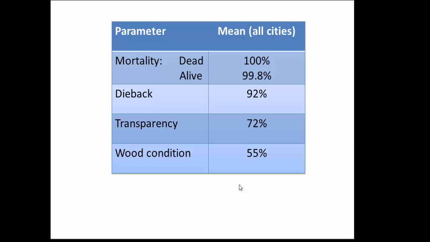And then for dieback, the consistency with experts was 92%, for transparency 72%, and wood condition 55%. So based on these results, the co-authors, the collaborators, and I are recommending not using transparency and wood condition. That's, again, why this was a pilot test. And municipal arborists often have concern with using volunteer-generated wood condition anyway, so this is kind of a further way of justifying some of that concern when it comes to evaluating structural stability of trees.